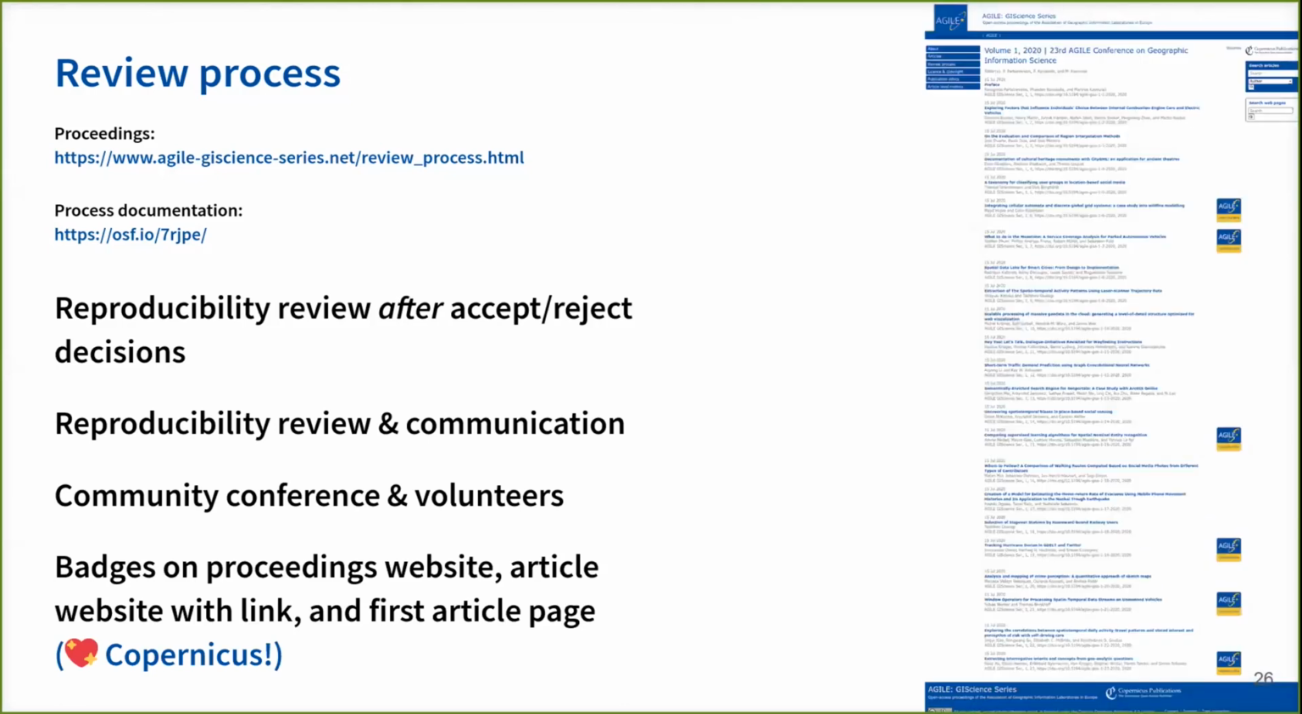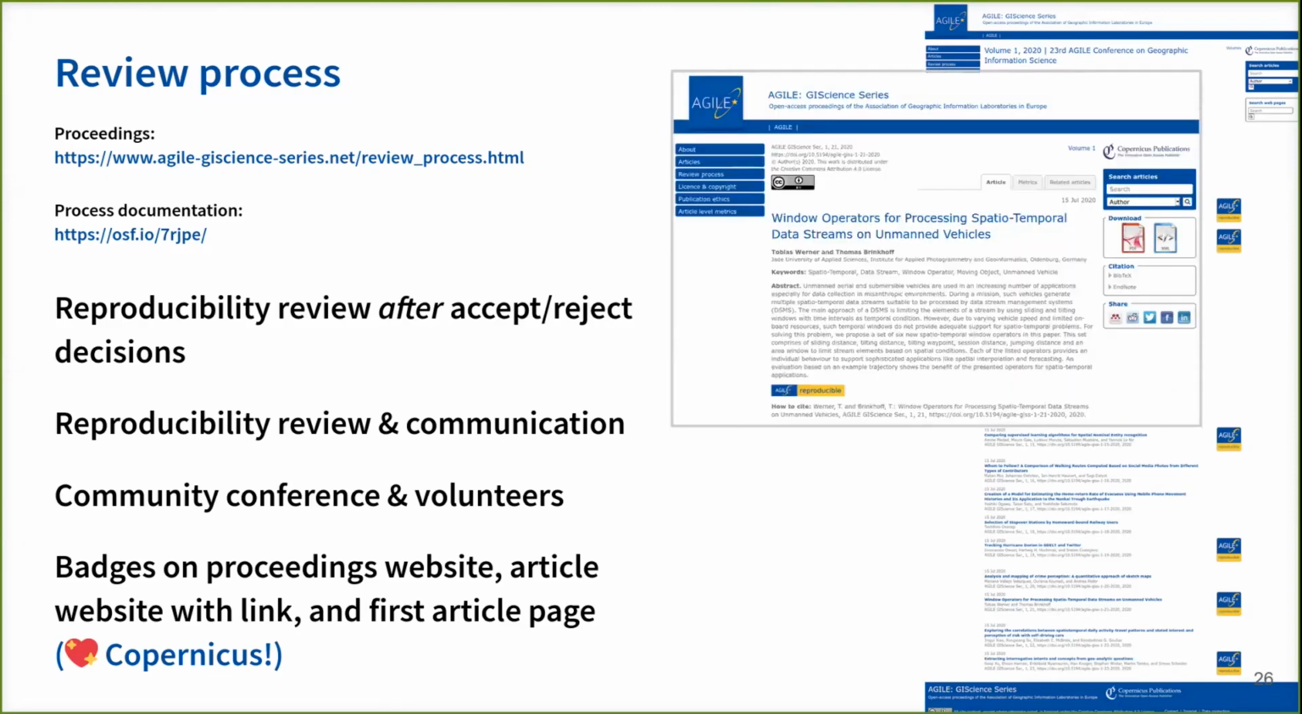So how does this look? We now have this proceedings page, and you see on the right-hand side, next to the paper titles, this little Agile reproducible badge. If you go to the paper landing page, you have another badge, and if you click on the link at the bottom here, you are taken to the reproducibility report. We even have a little badge at the bottom of the first page, and that's really great. This was done by our publisher Copernicus, who put a lot of work into making this part of the conference work for us.